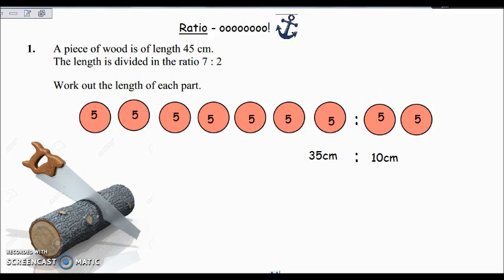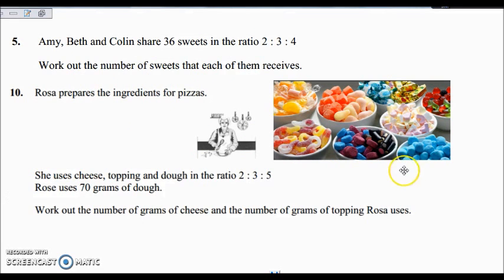So here are the questions, and I would recommend you pause the video now and have a go at these, come back and we'll go through the solutions. Okay, hopefully you've had a go at these questions.